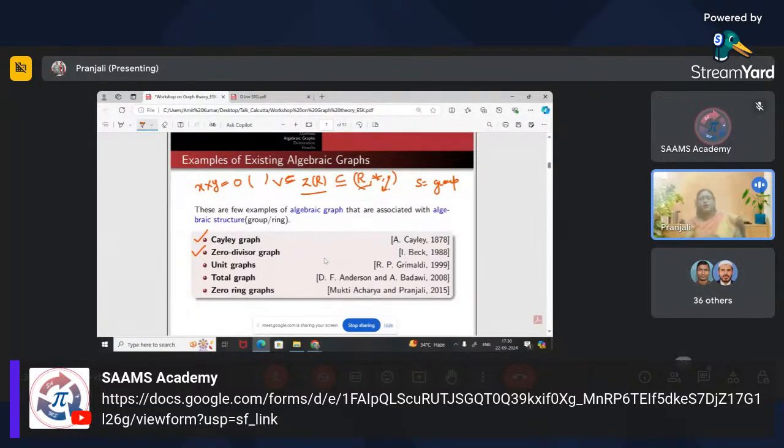If the ring is finite, then modulus will be used. However, I will discuss an example in my next slides. The other ones are the unit graph, total graph, and zero ring graphs. All are algebraic graphs. These are existing algebraic graphs in the literature. The years have also been mentioned.